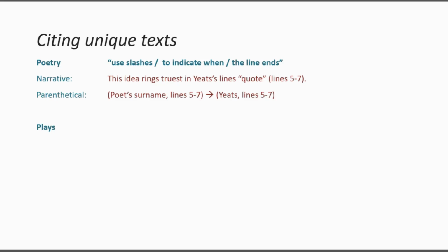Plays use acts and scenes, which we may need to quote in this order: act, scene, line. So think of Shakespeare if you studied it in high school. The acts are the biggest sections, the scenes are the subsections of the acts, and then specific lines have quotes that you may want to draw from.